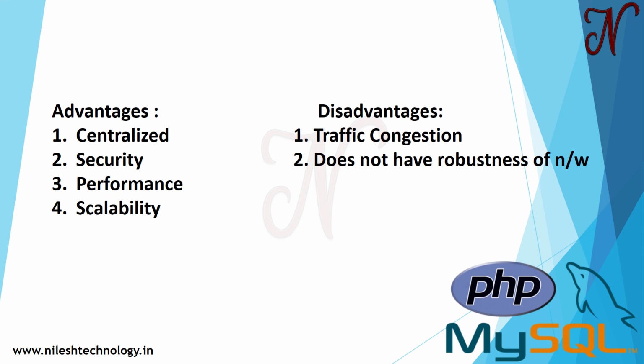Then there are some disadvantages. First is traffic congestion. It is a big problem in a client-server network. When a large number of clients send requests to the same server, it may cause the problem of traffic congestion. It also does not have the robustness of a network, that is, when the server is down, the client request cannot be met. A client-server network is very decisive. Sometimes regular computer hardware does not serve a certain number of clients. In such situations, specific hardware is required at the server side to complete the work.